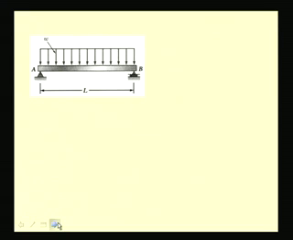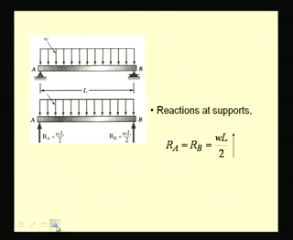Let us take a beam AB with a uniform loading of W newtons per meter for the entire length of the beam L. So, first we determine the end reactions, and it can be quickly found that these reactions have to be equal to half of the total load. The total load is the area under the load curve, which is W times L. So, we have the reactions at A as well as B as WL by 2.